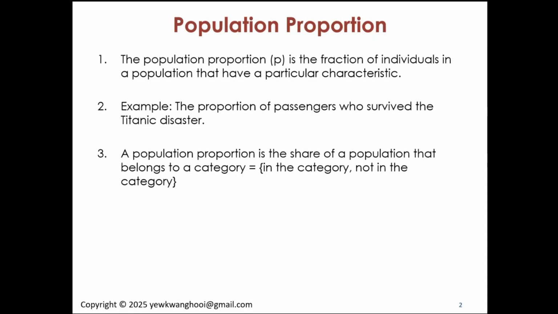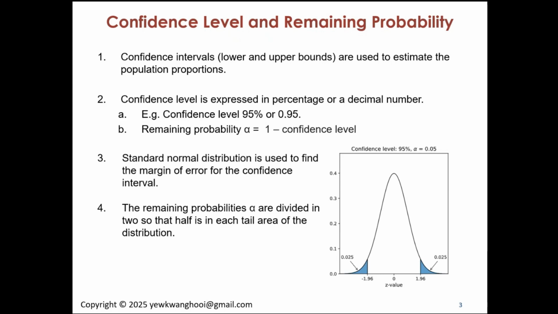So what is population proportion? It is the share of the population that belongs to a category. So we will have part of the data that does not fall under the category and part of the data that falls under the category. Moving on, we are going to look at confidence level and remaining probability, because these two estimates are a very important measure of how confident we are that the proportion from the sample represents the proportion from the population. This is a very important concept.